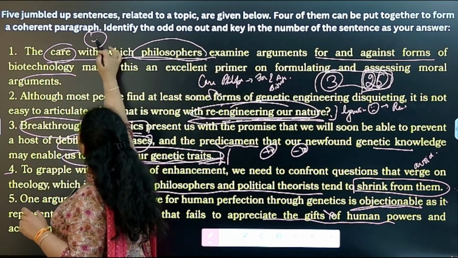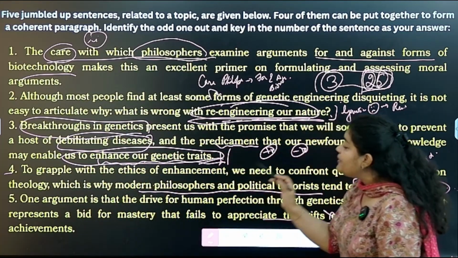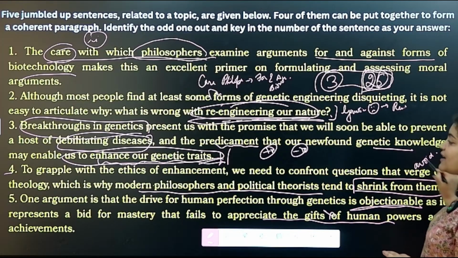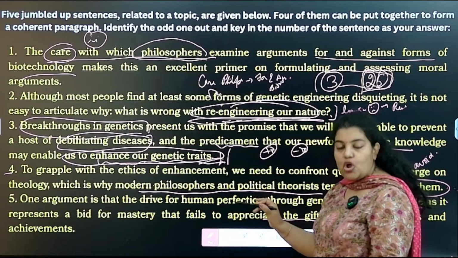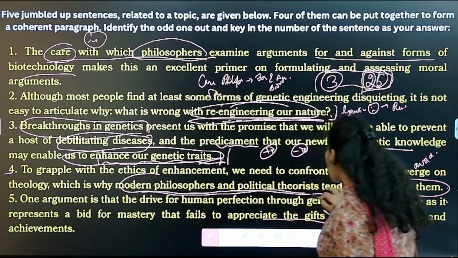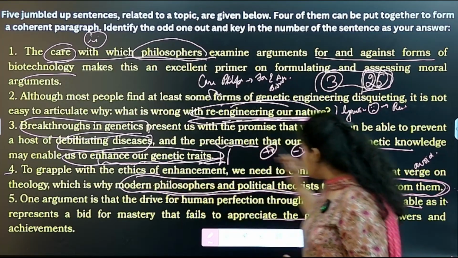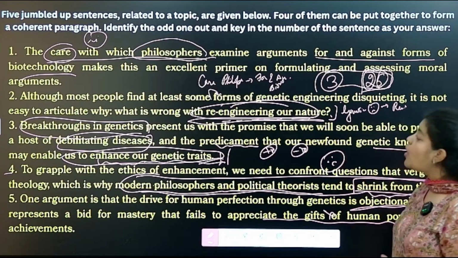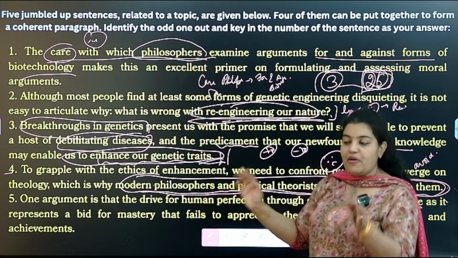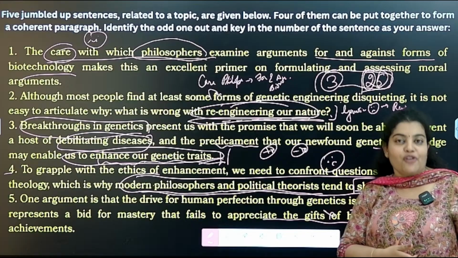He's happy. Whereas the fourth sentence says, to grapple with the ethics of enhancement, we need to confront questions that verge on theology. Theology is religion, which is why modern philosophers and political theorists tend to shrink from them. Shrink from them means they want to avoid. So how can both sentences be part of the same case, where one is very happy with the care and the other is shrinking from them?